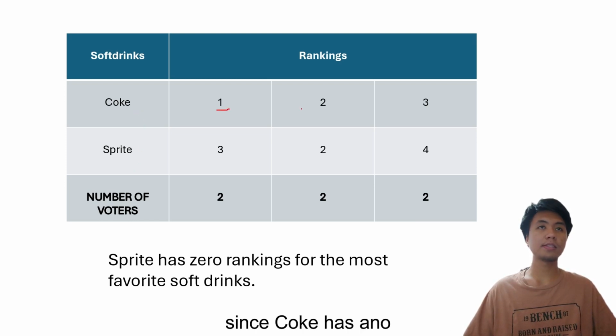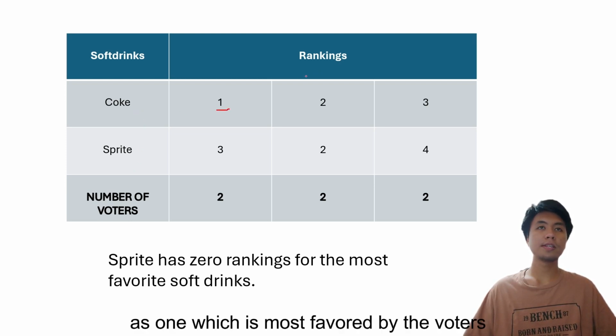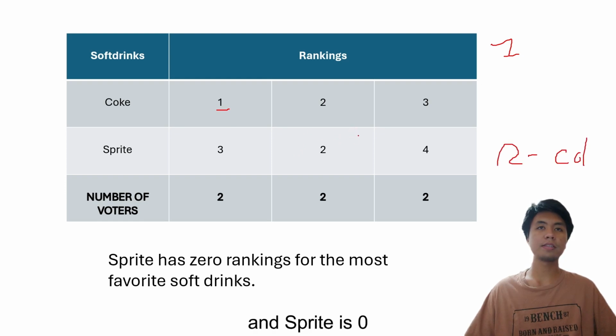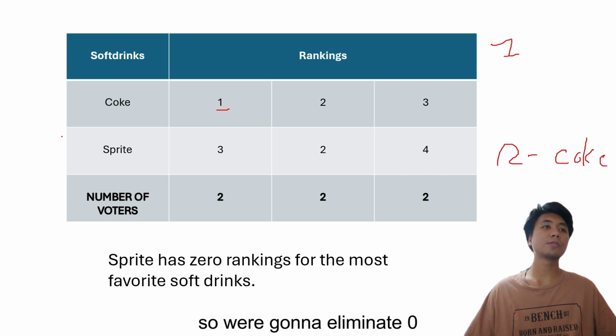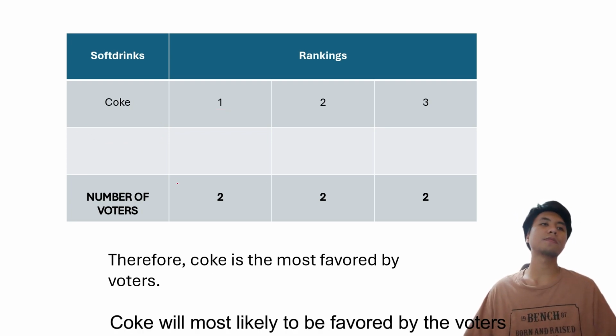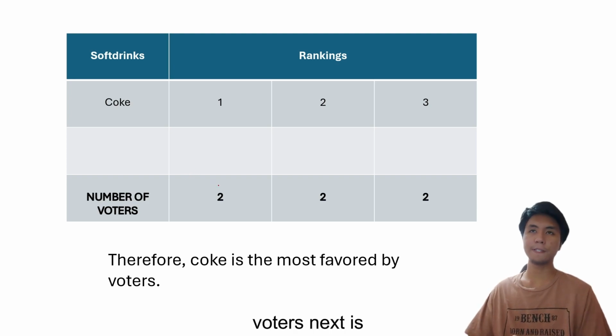Coke has 2 votes, which is most favored by the voters, and Sprite has 0. So we're going to eliminate Sprite. Coke will most likely be favored by the voters.